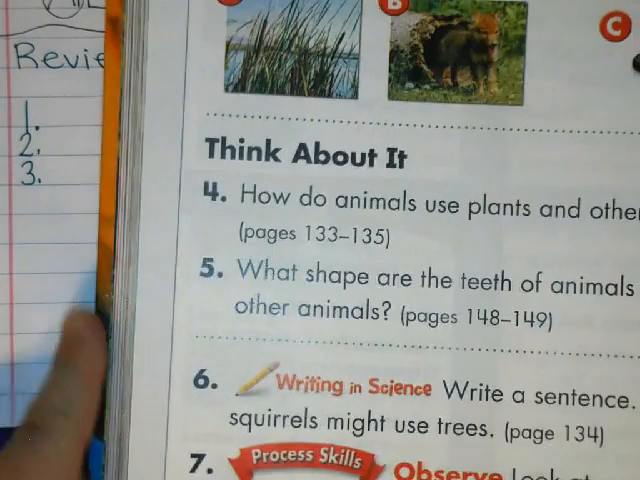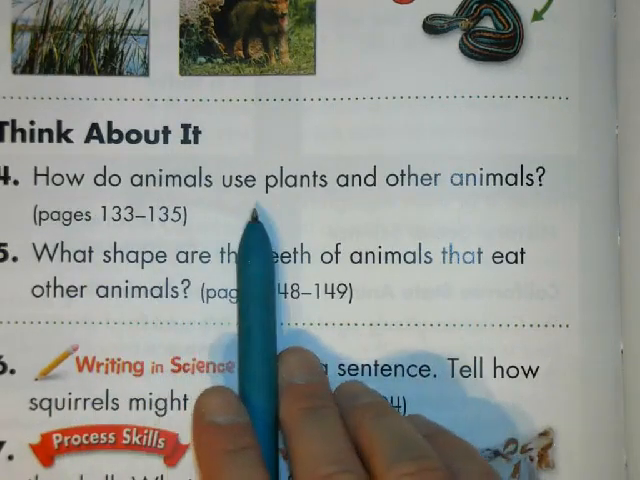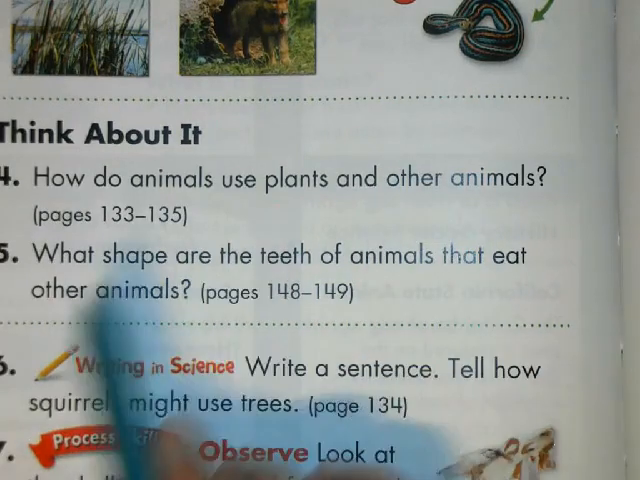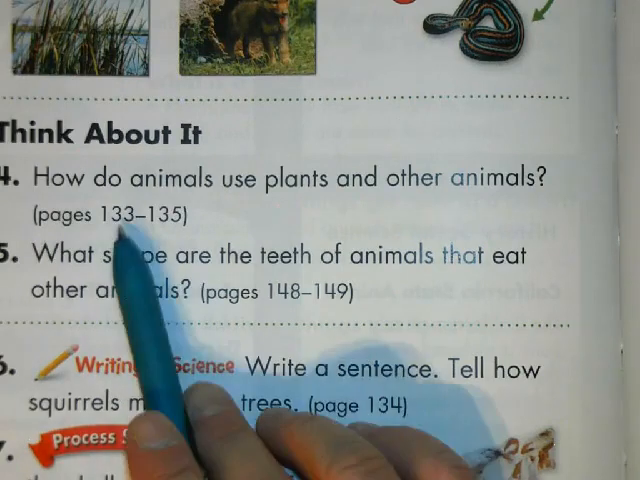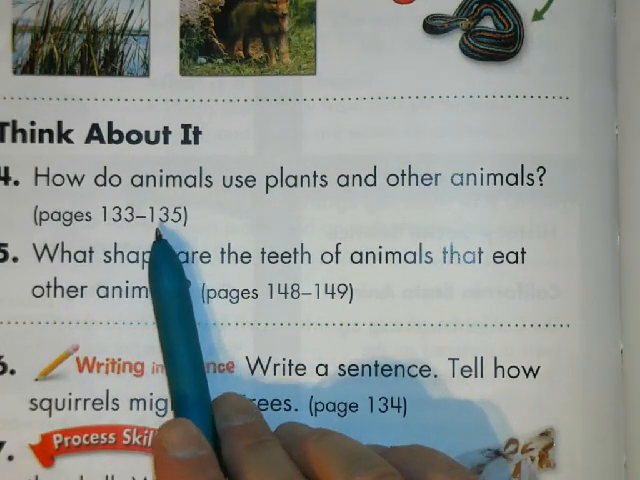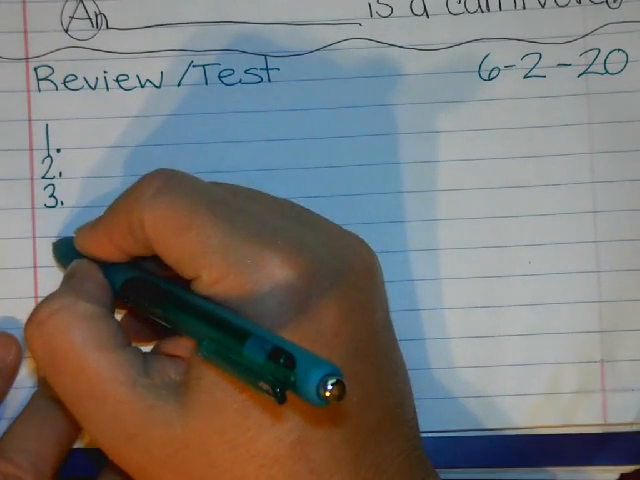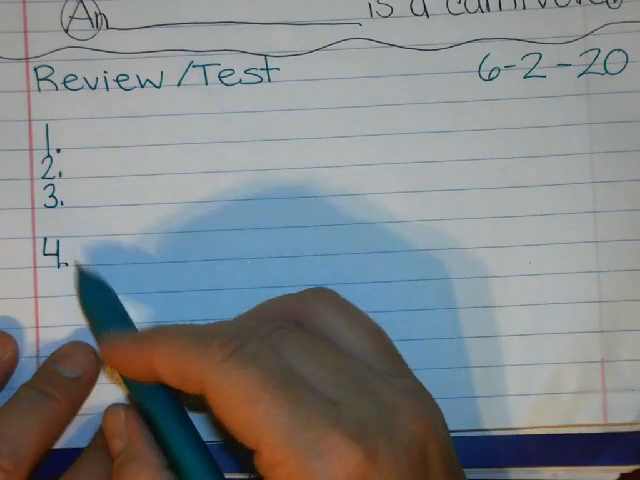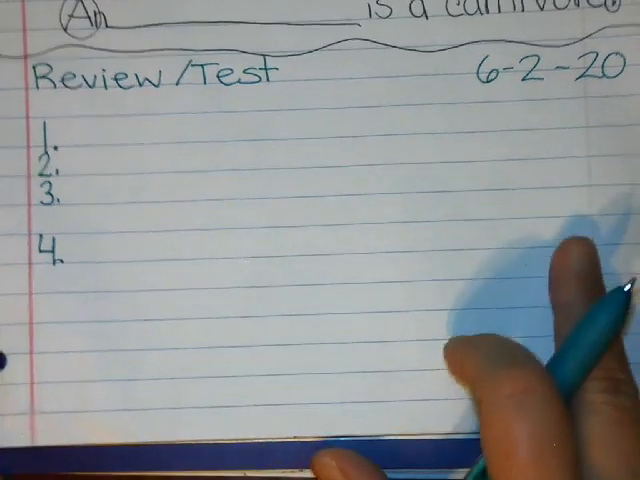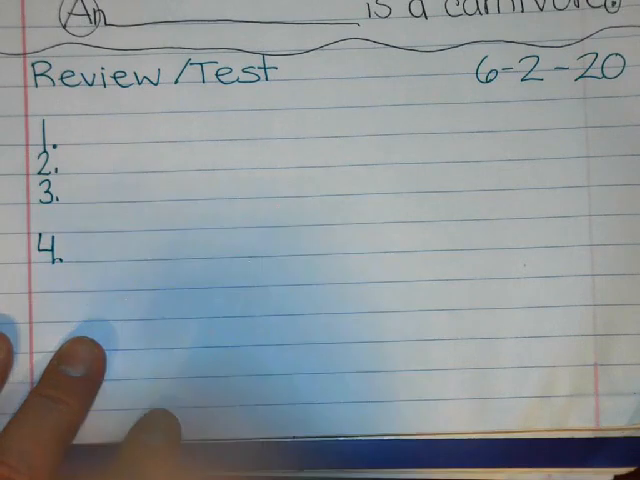Okay, let's go to number 4. It says, think about it. How do animals use plants and other animals? And it shows you the pages where you can go back to read about it. Okay? I'm going to help you get your sentence started for number 4. I'm going to skip a line just so I can give myself a little more space. That's just what I like to do. So, how do animals use plants and other animals?